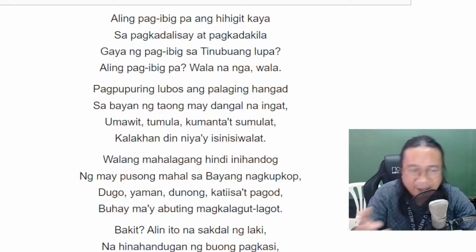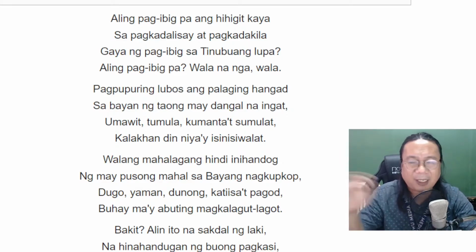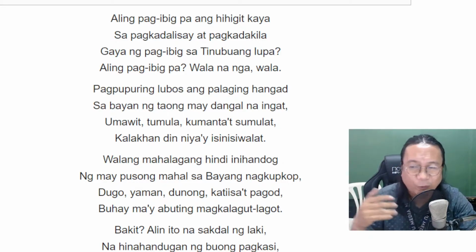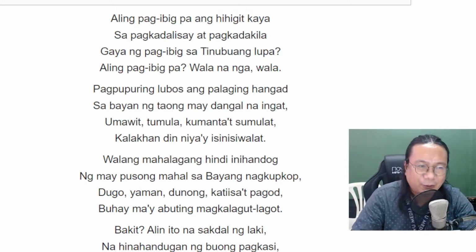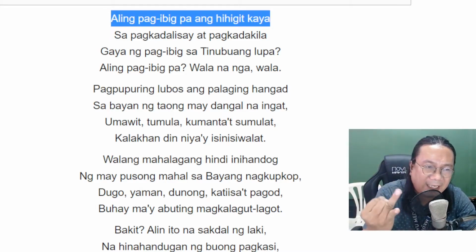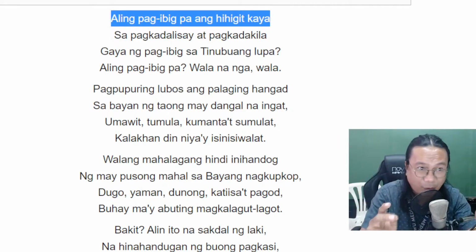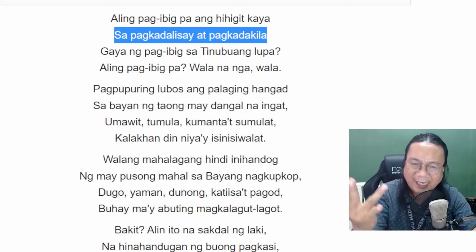So, aling pag-ibig pa ang hihigit kaya sa pagkadalisay at pagkadakila? Gaya ng pag-ibig sa tinubuang lupa, aling pag-ibig pa? Wala na nga. Wala. Okay, let's try to analyze. Ilang foot ang nasa isang linya sa tula ni Andres Bonifacio na ito? So, first, aling pag-ibig pa ang hihigit kaya? That's 12. Next. Sa pagkadalisay at pagkadakila. That's another 12.